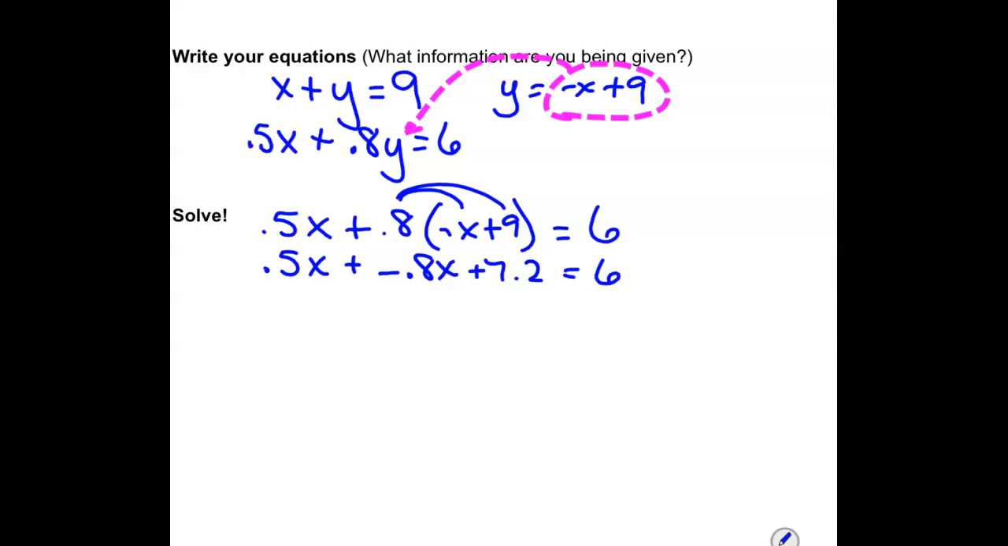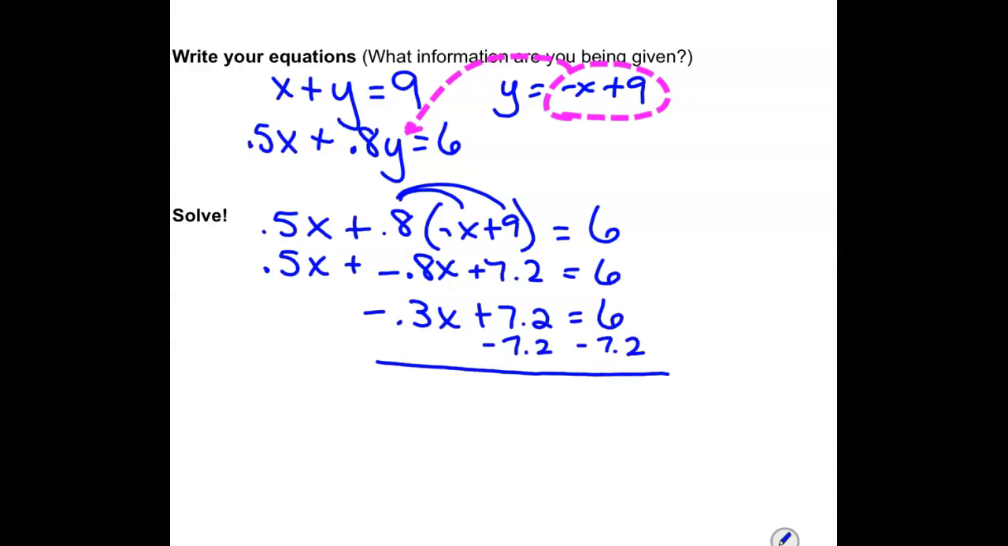Combining like terms, we have 0.5 minus 0.8, or negative 0.3x, plus 7.2 equals 6. We'd have to subtract the 7.2. So we have negative 0.3x equaling negative 1.2. And then if we divide out our negative 0.3, it's really like 12 divided by 3. We've got x being 4.